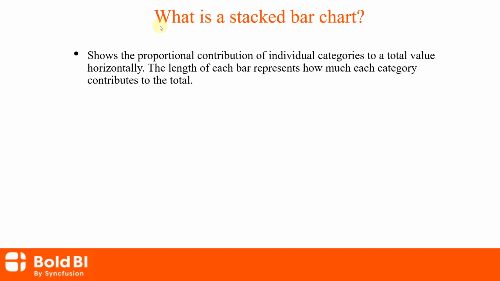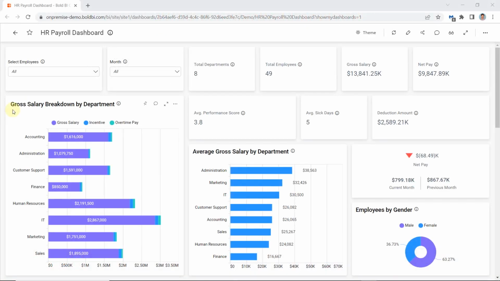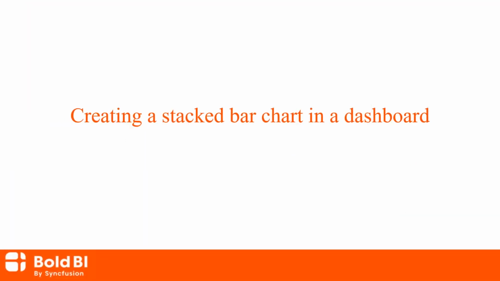Let's see a real-time example of a stacked bar chart. In this example dashboard, this gross salary breakdown by department is a stacked bar chart. It shows how much of employees' total salaries are made up of gross pay, incentive pay, and overtime pay. Let's see how to create a stacked bar chart in a dashboard.